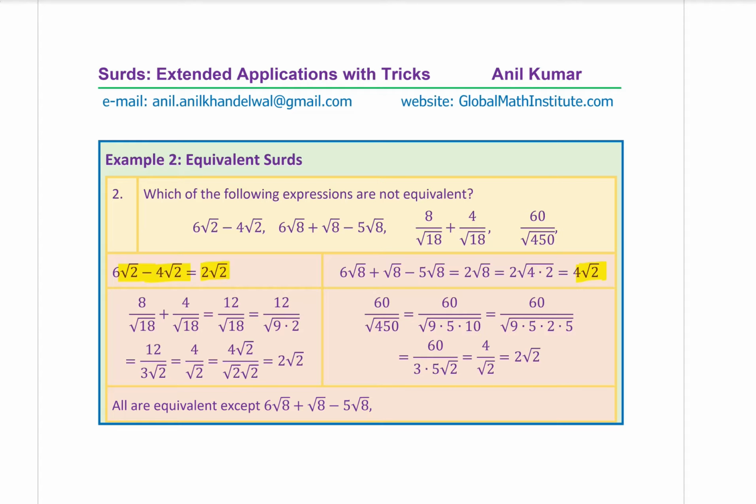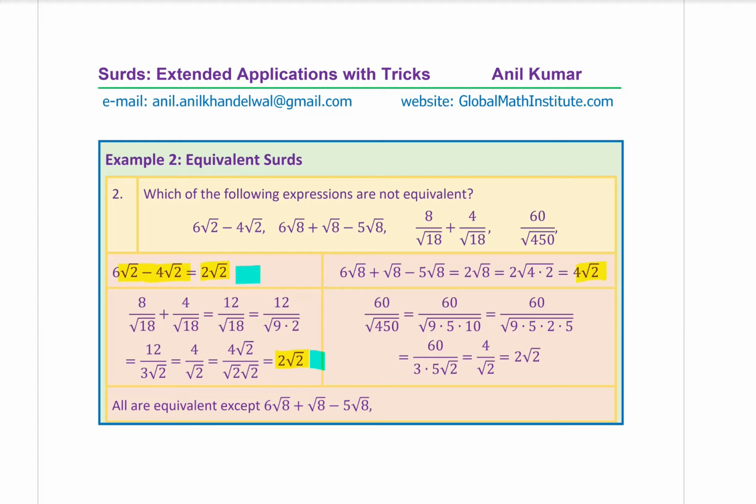The next one here is 8 over square root 18 plus 4 over square root 18 equals 12 over square root 18. Since they have the common denominator, we added the numerators. Now, square root 18 means square root of 9 times 2. Square root 9 can be written as 3, so it is 3 square root 2, simplified as 4 over square root 2. You can rationalize, and once you rationalize, you get 2 square root 2. So we get these two as same, right? We get 2 square root 2 here and 2 square root 2 there. So those two are equivalent expressions.